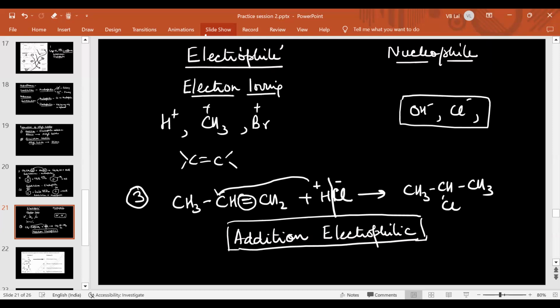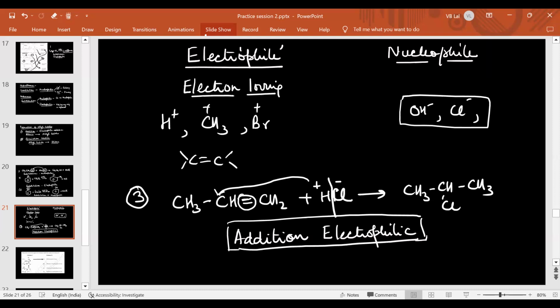How do we identify an addition reaction? When an unsaturated compound gives you a saturated product, like a compound which has a double bond or a triple bond, and after the reaction there is no double bond or triple bond in the compound. So unsaturated has changed into saturated. Then it is an addition reaction. In this case, electrophilic addition.